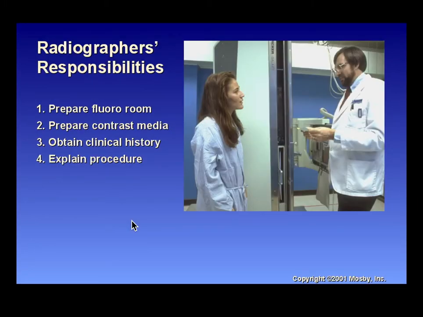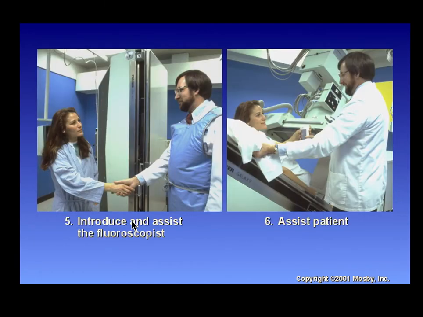The radiographer, your responsibility: prepare the fluoro room, prepare the contrast, get the clinical history, explain the procedure to the patient so they feel comfortable with what's going on, so you feel comfortable that they know what's going on before you go get the radiologist. Make sure that everything is set up and prepared. Introduce and assist the fluoroscopist, so the radiologist.